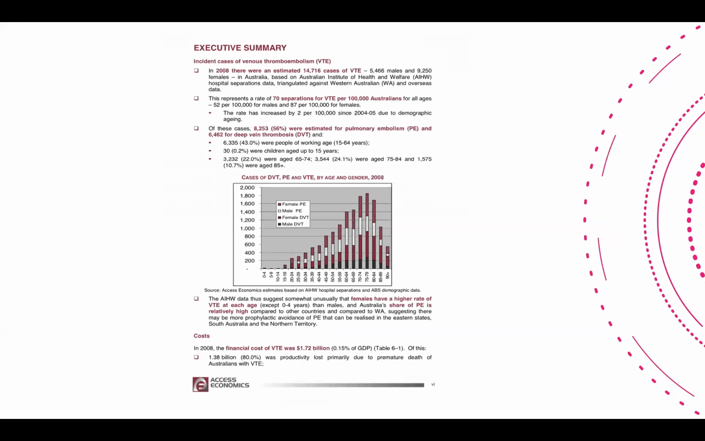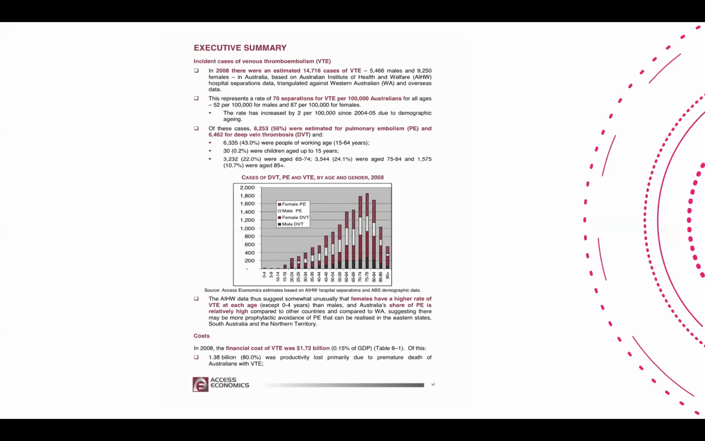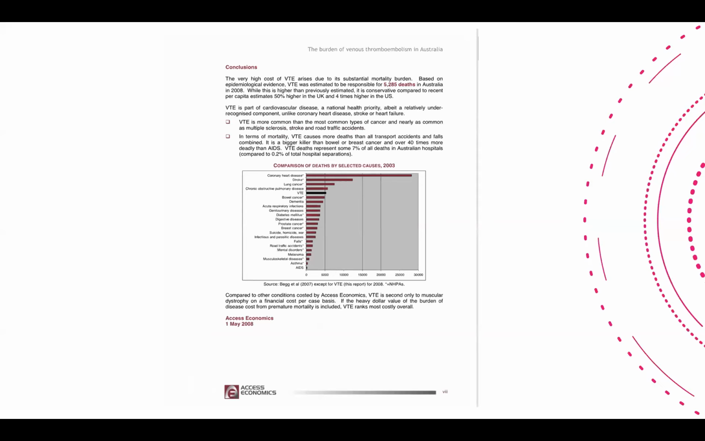I'll go quickly through this graph. Cases of DVT and pulmonary embolism by gender and age. It's most common in females and most common in the age group between 70 to 79. And it costs lots of money. In 2008, they did a financial assessment, and the cost was about 1.7 billion. Thromboembolism is the fifth major cause of death, coming after coronary artery disease, stroke, and lung cancer.